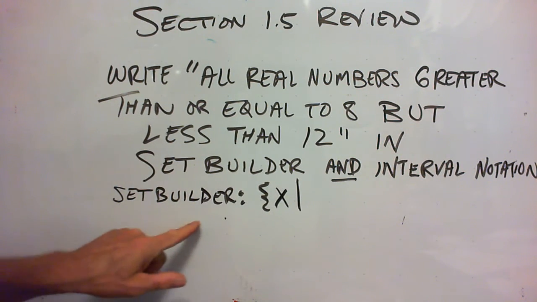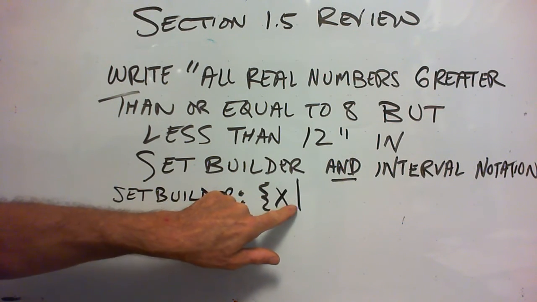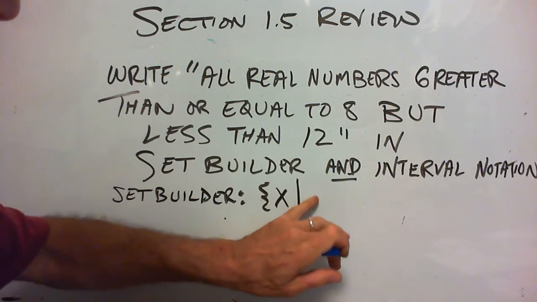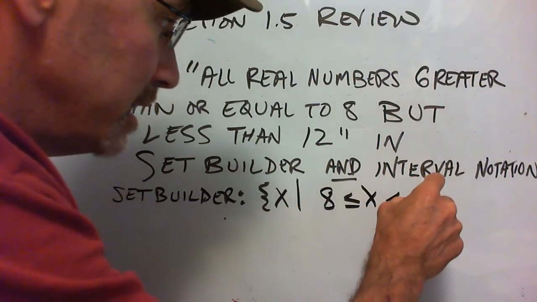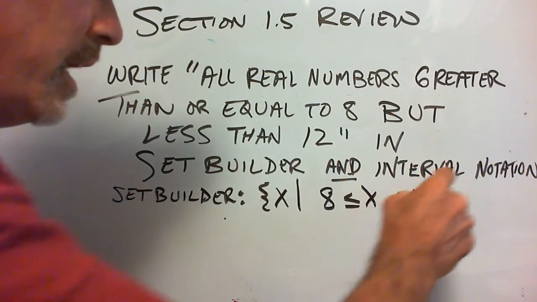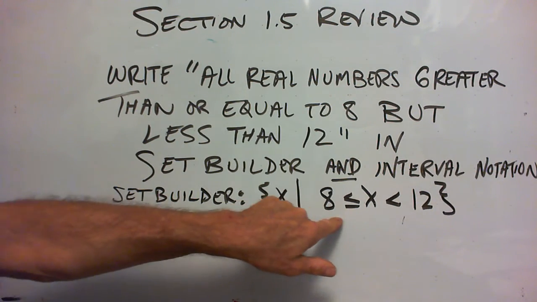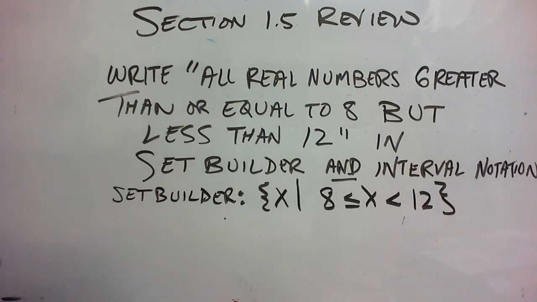The set builder notation always starts with this curly bracket, x, and then this vertical line, which means such that. X such that. Now, we could write this in several different ways, but the best way we could write this is 8 is less than or equal to x, but x is less than 12. And then with our other bracket, we could have written x greater than or equal to 8, comma, x less than 12, but this is actually a better way to write it. So that's the set builder notation.